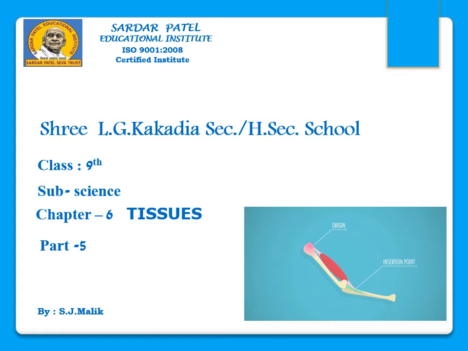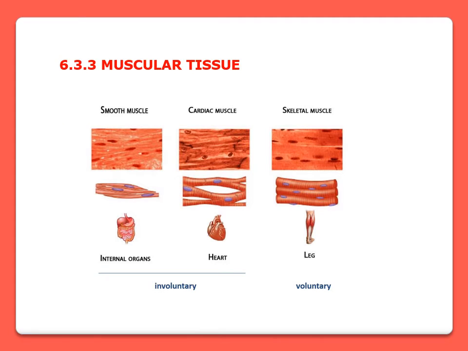Okay, so let me start here. As I told you, in this part we'll discuss muscular tissue. Here you can see the pictures of 3 types of muscular tissues. They are smooth, cardiac and skeletal. One by one we'll discuss the structure of all the types of muscular tissues, their location in the human body and their functions. Okay, so let me start.